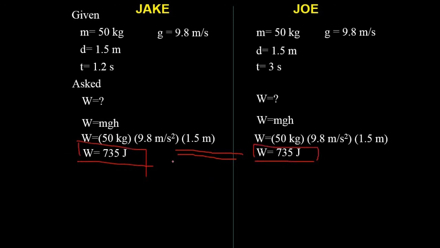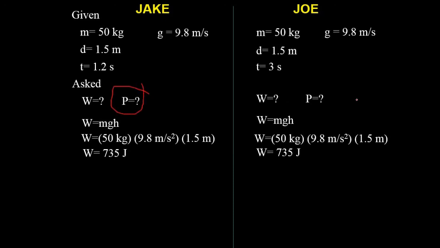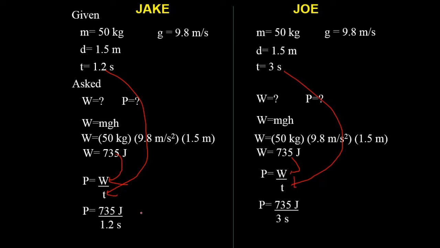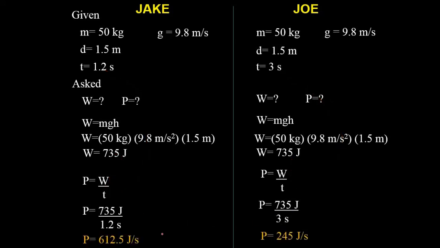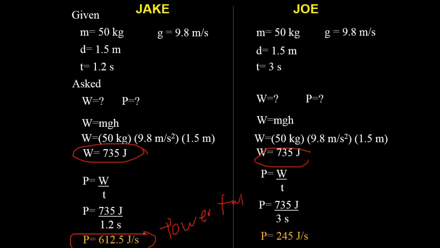But the next question is, who is more powerful, or who has done the work faster? So we're looking for power. And power, in the previous discussion, is mathematically expressed by work divided by time. Do we have work here? Yes. Then the time, use this time here for Jake and the time for Joe. And then you get this number. So who has a greater magnitude of power? We have Jake. So we could conclude that Jake is more powerful than Joe. It means he can do the same amount of work but much faster. Okay, I think that's all. Thank you for listening. Enjoy your day.